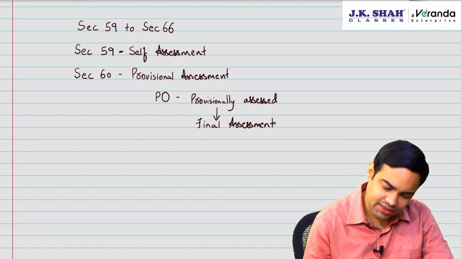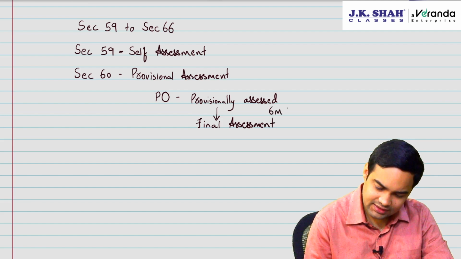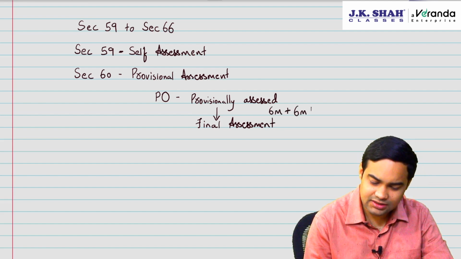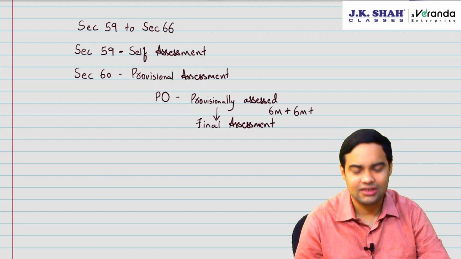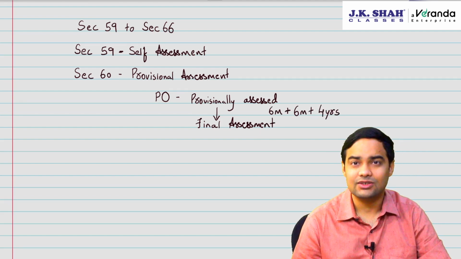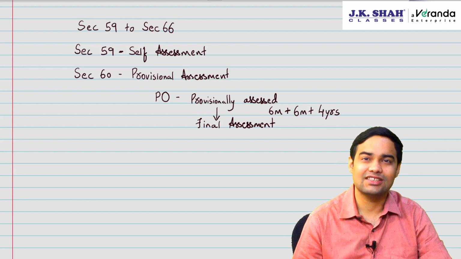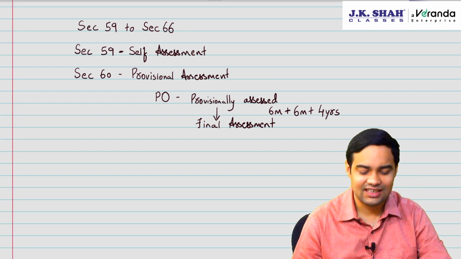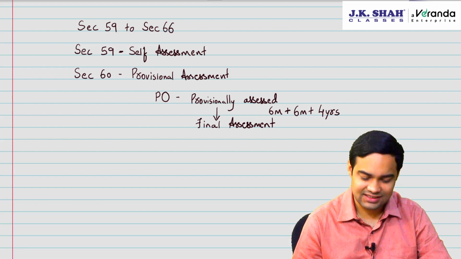Now the time period to complete final assessment is 6 months plus another 6 months extension from additional commissioner, joint commissioner, and 4 years extension from commissioner. So the total time period for which something can be provisionally assessed is 5 years.